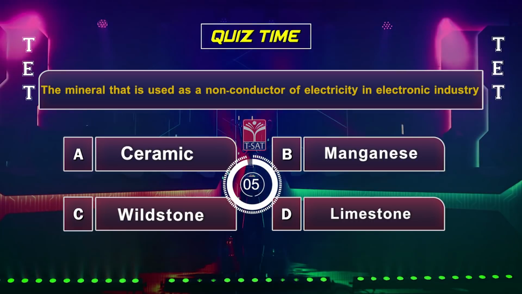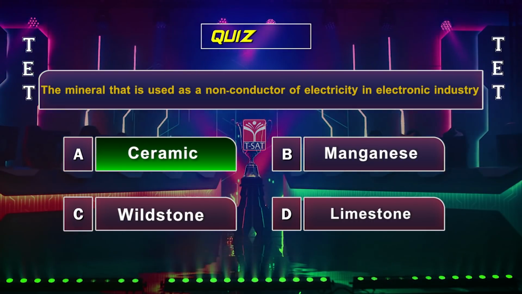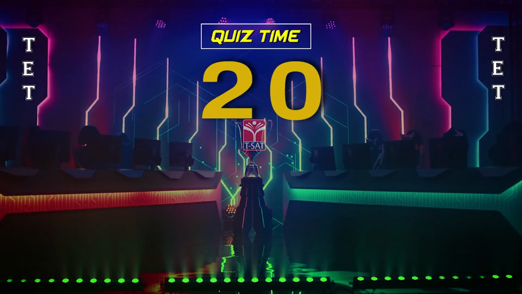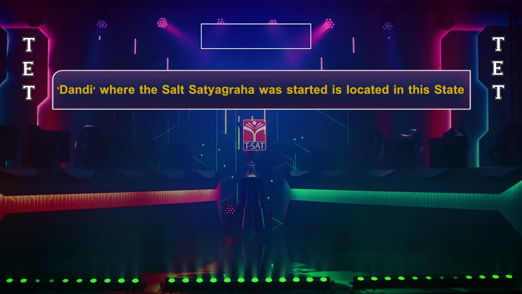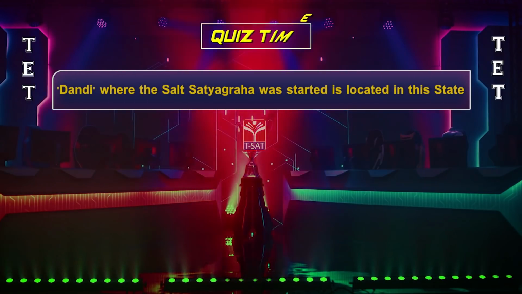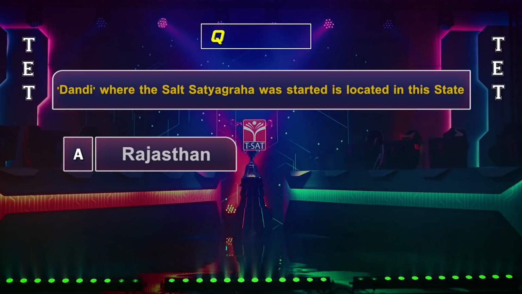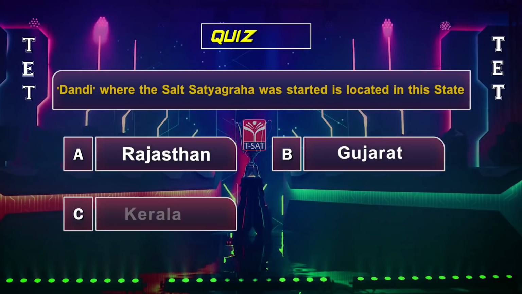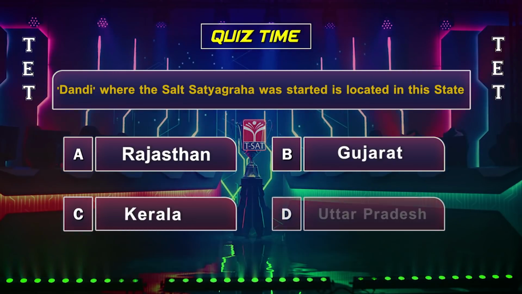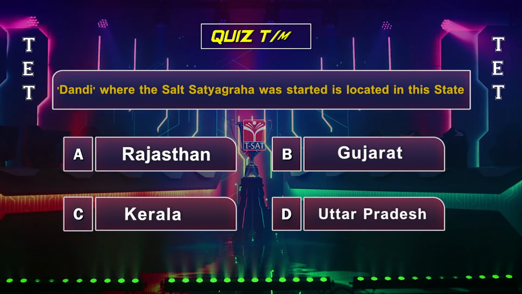The correct answer is option A, ceramic. 20th question. Dandi, where the salt satyagraha was started, is located in this state. Option A, Rajasthan. Option B, Gujarat. Option C, Kerala. Option D, Uttar Pradesh. Your time starts now.